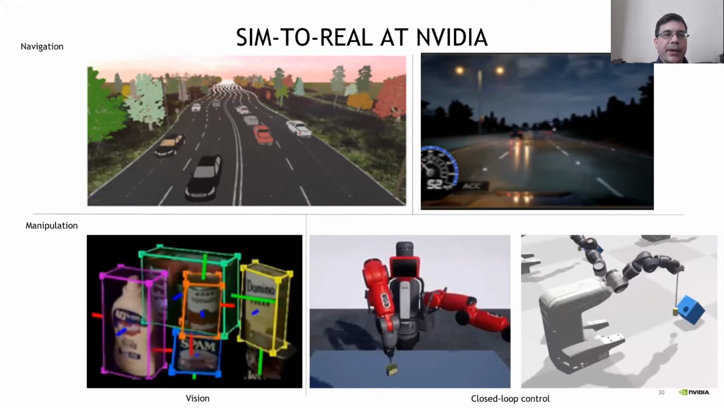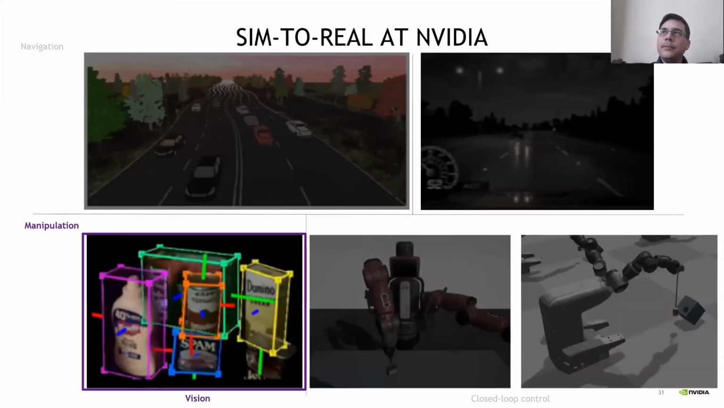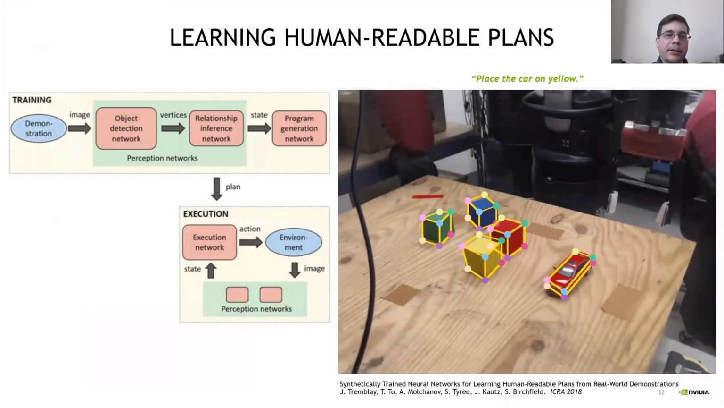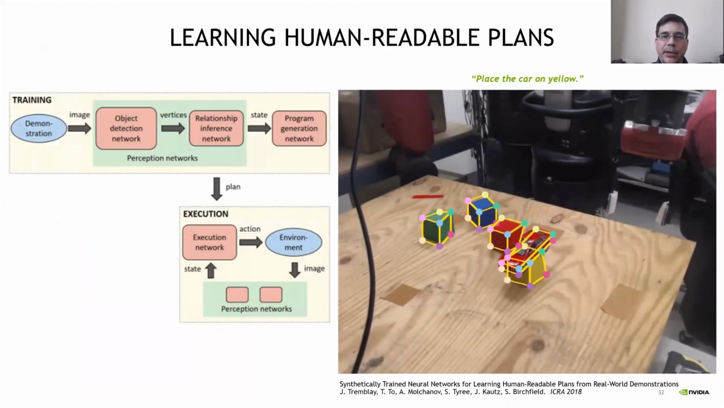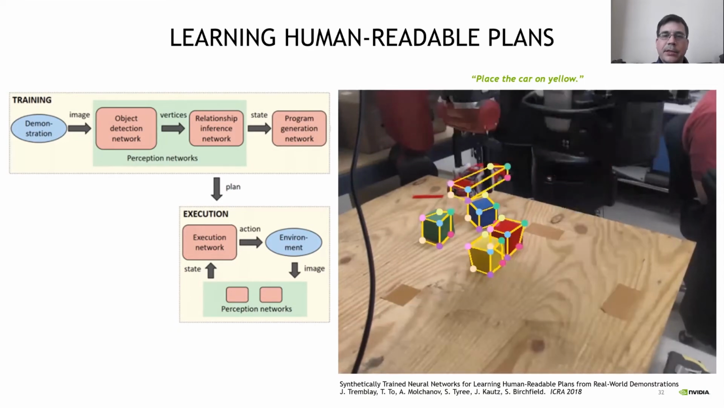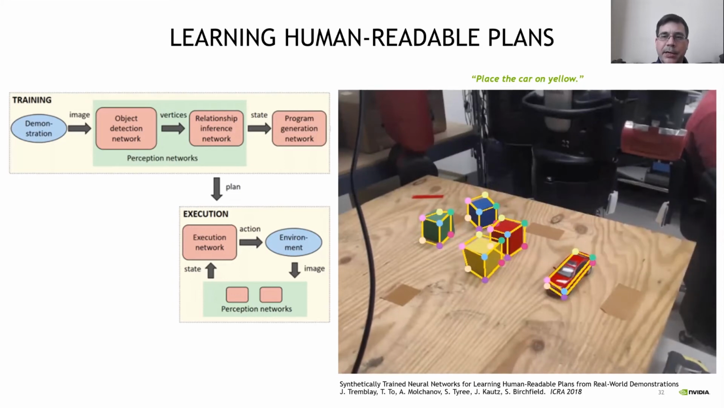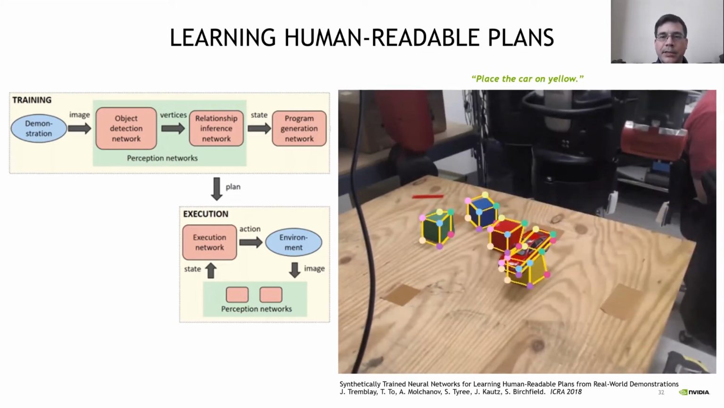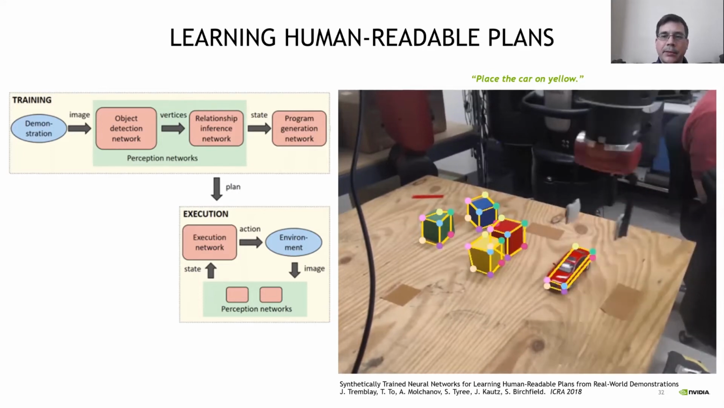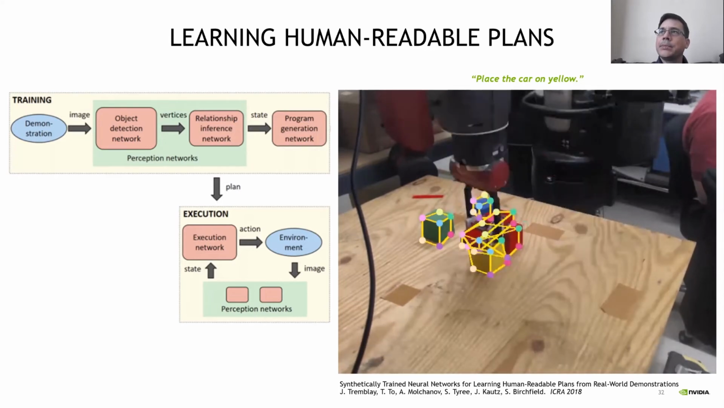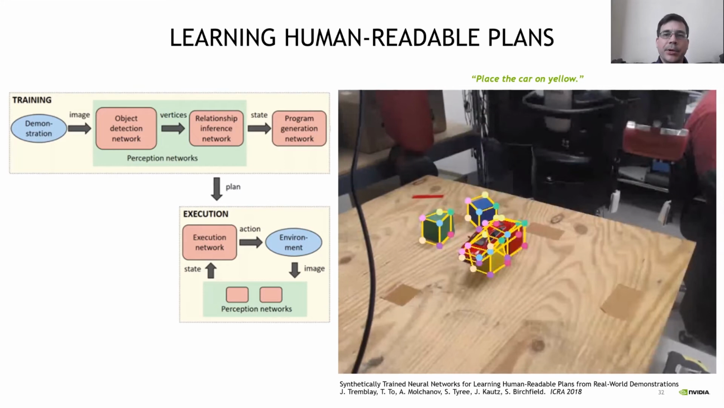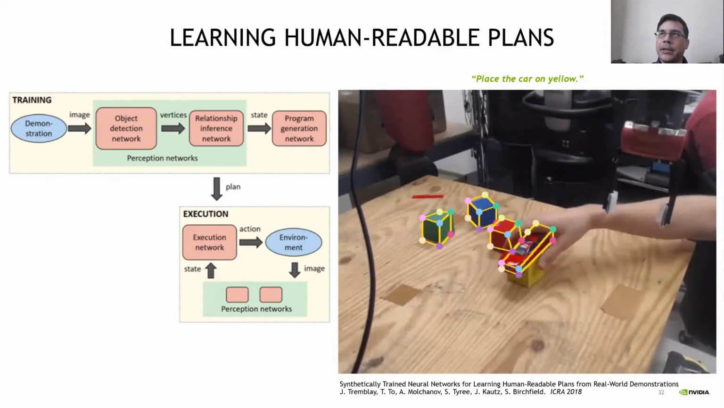Okay, so moving from navigation to manipulation, I want to talk about the first project that I worked on when I joined NVIDIA a few years ago. In this project, we have a human demonstrating, this is learning by demonstration. The human is doing a demonstration of stacking blocks or stacking little toy cars on those blocks, and the camera is watching the scene. Then we want the robot to mimic that action by reproducing that behavior. And we want these plans that are executed to be human readable. So in this case, you have something like place the car on the yellow block.